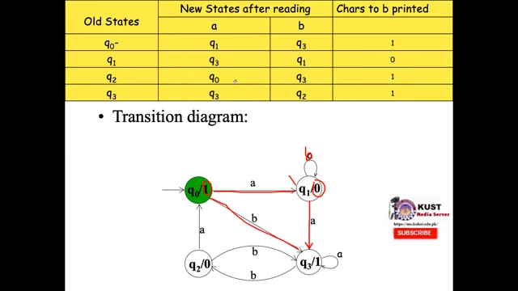Q2 reading A, we go to Q0. Q2 reading B, we go to Q3. Q3 reading A, we go to Q3. Q3 reading B, we go to this one. And their corresponding letters are given here and here.